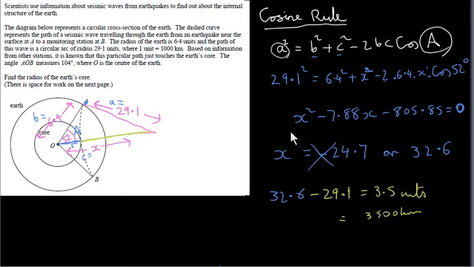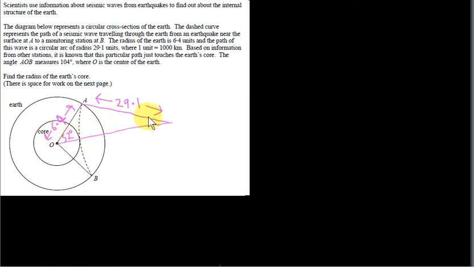Now there's one other way of doing this. Here's the setup as before. If you didn't know anything about the sine rule or the cosine rule, you could use basic trigonometry and Pythagoras' theorem to calculate the distance from here to here. This is what we called x previously. What you can do is break this triangle into two right angle triangles.